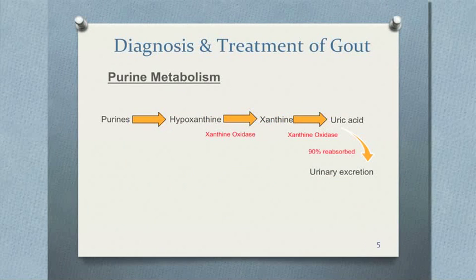And this is just a diagram to show you that the purines are broken down by xanthine oxidase to hypoxanthine, xanthine, and to uric acid. 90% of the uric acid is reabsorbed and then excreted in the kidney. As you know, febuxostat and allopurinol inhibit xanthine oxidase.